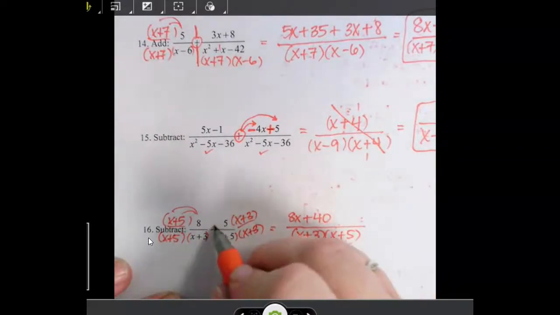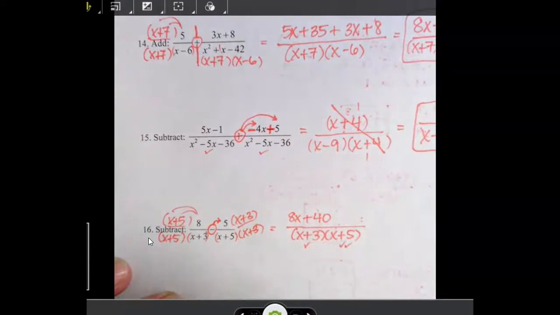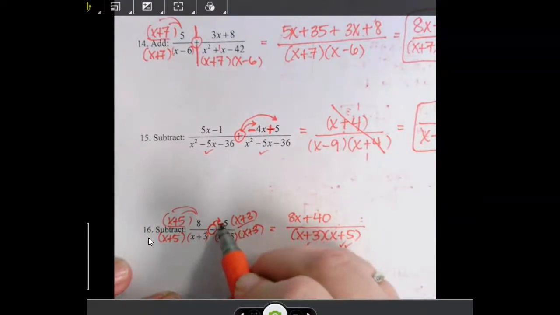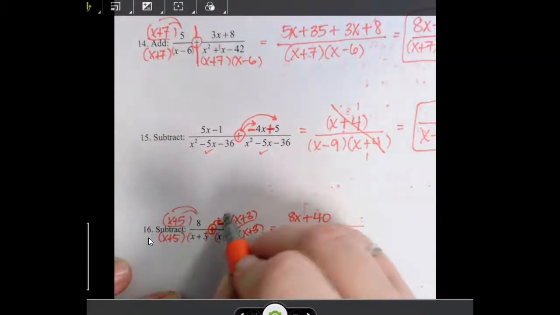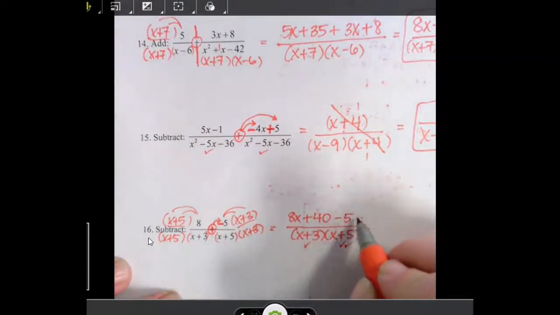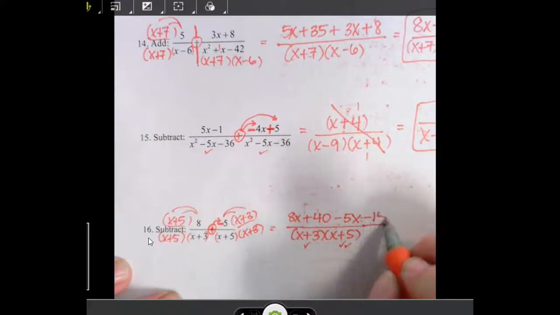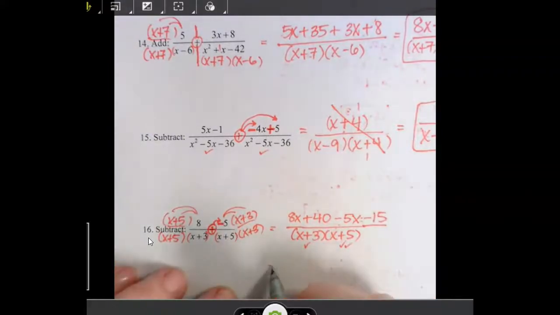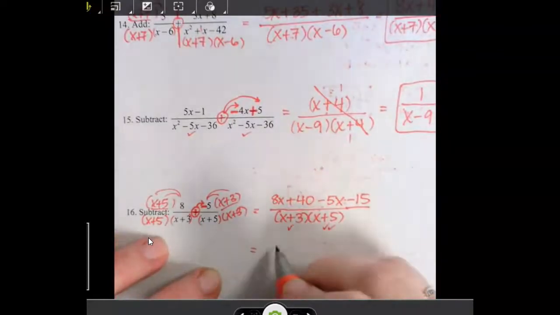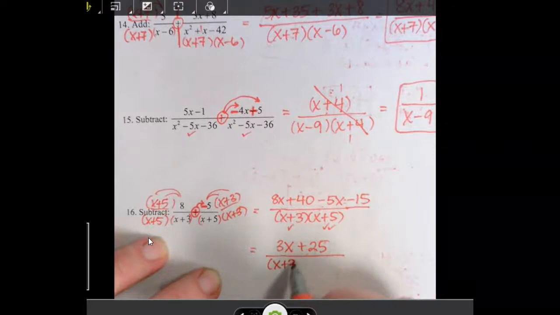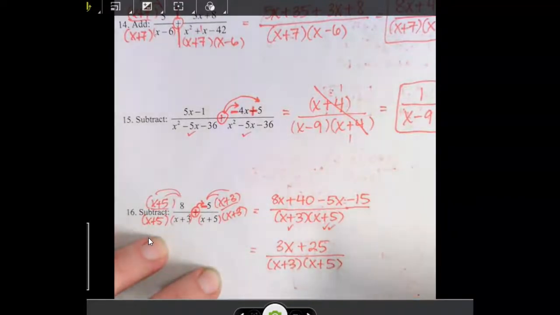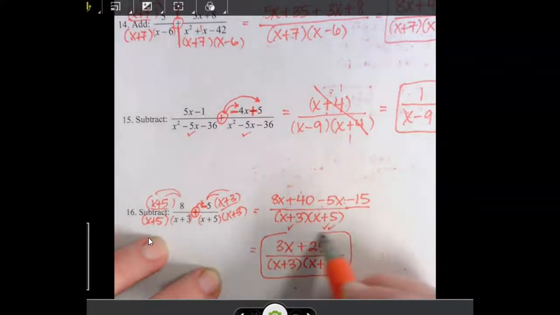Again, distributing. And notice because I'm subtracting, the best thing to do is go ahead and apply that negative to the 5, and think of it as plus negative 5 times x plus 3 rather than minus. So when I distribute, I'll distribute a negative 5. So negative 5x minus 15. Then I just have to combine my like terms. So 8x minus 5x is 3x. 40 minus 15 is 25. And my denominator remains factored, x plus 3, x plus 5. And that is my final answer.